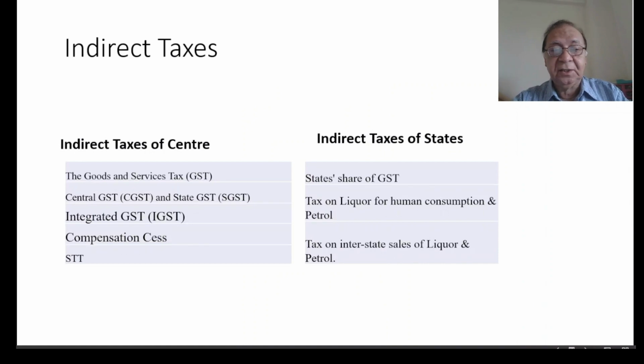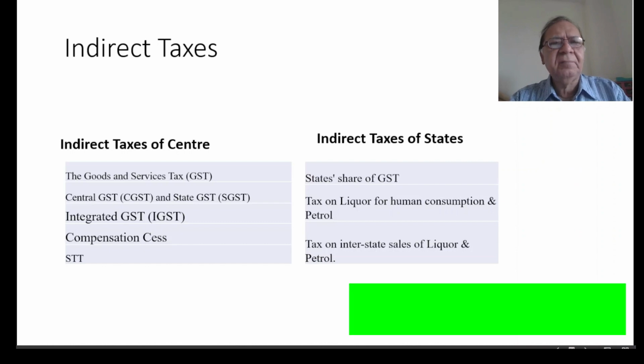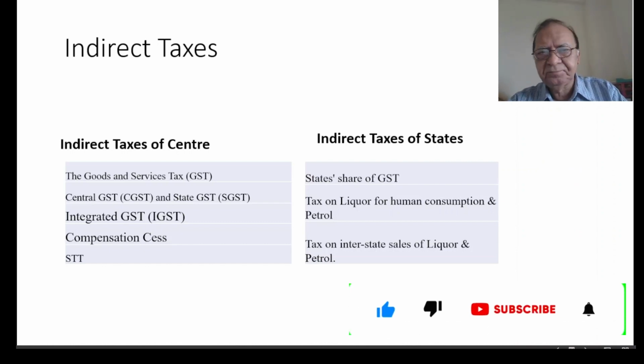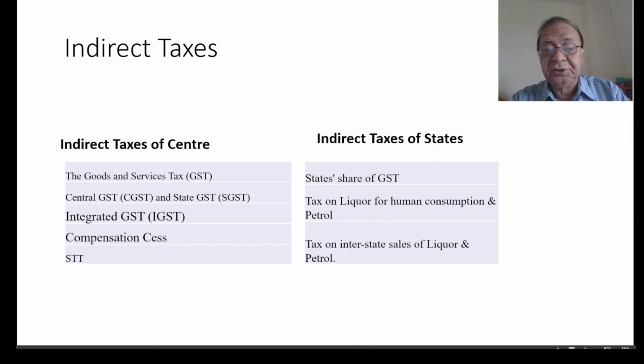Indirect taxes of the center: goods and service tax, GST. It may be CGST, central GST, and state GST, integrated GST, IGST, compensation cess, and securities transaction tax. There are many others, but these are the majors. Indirect taxes of states: states' shares of GST, taxes on liquor for human consumption and petrol, taxes on interstate sales of liquor and petrol.